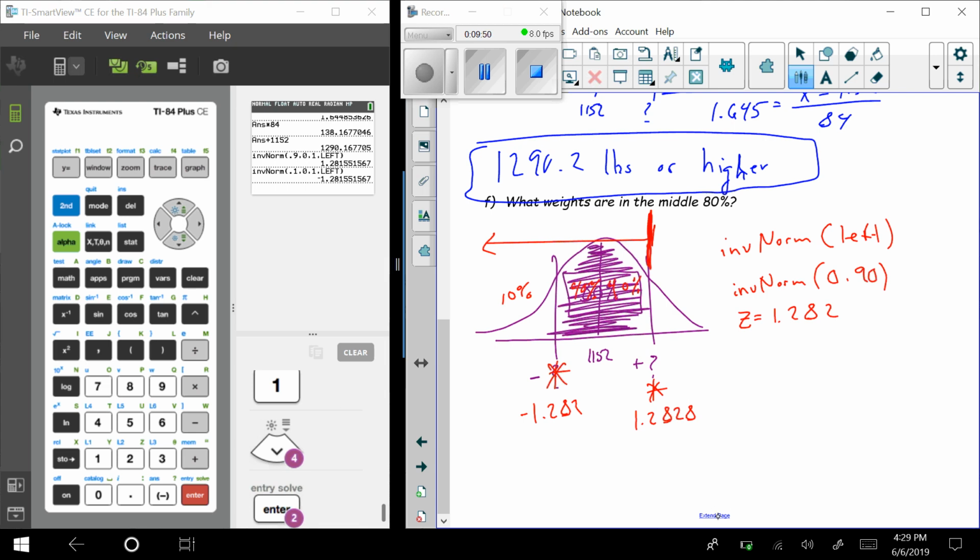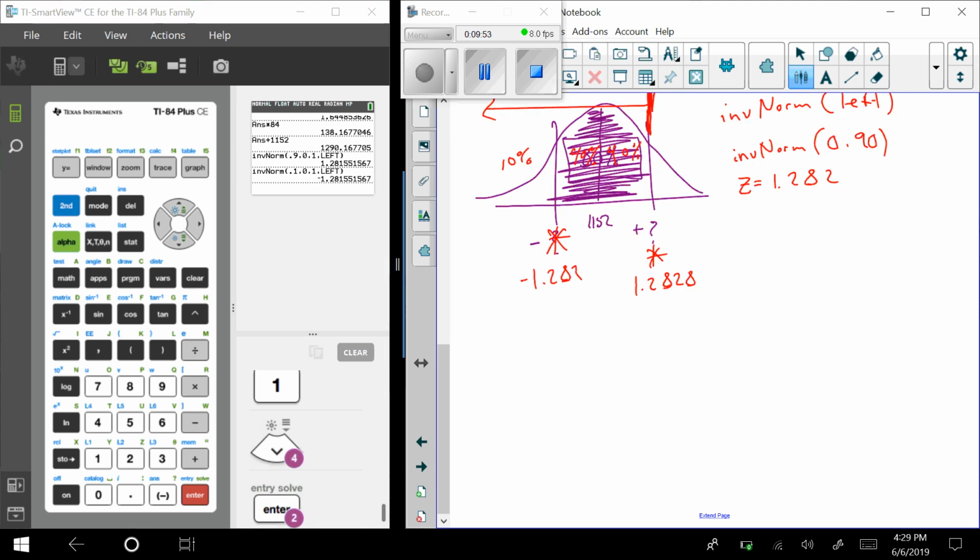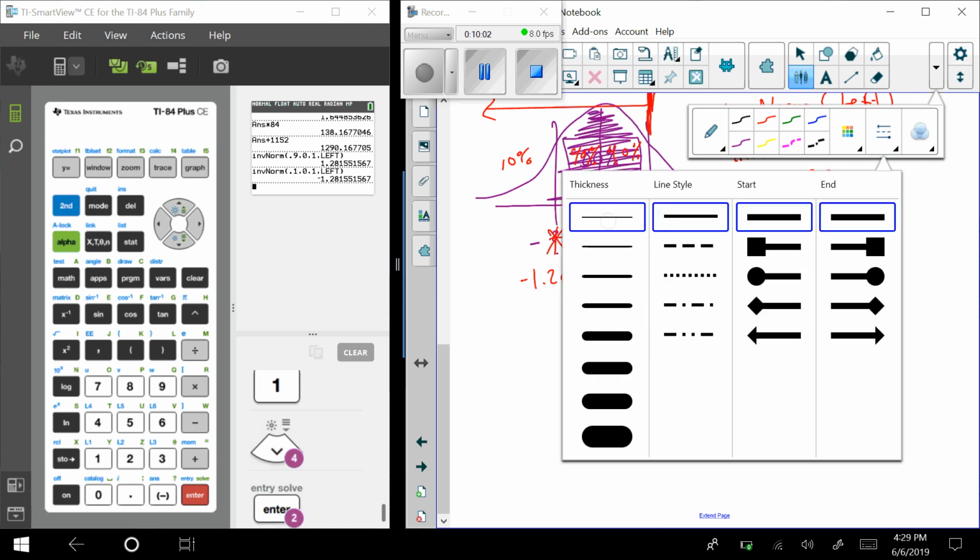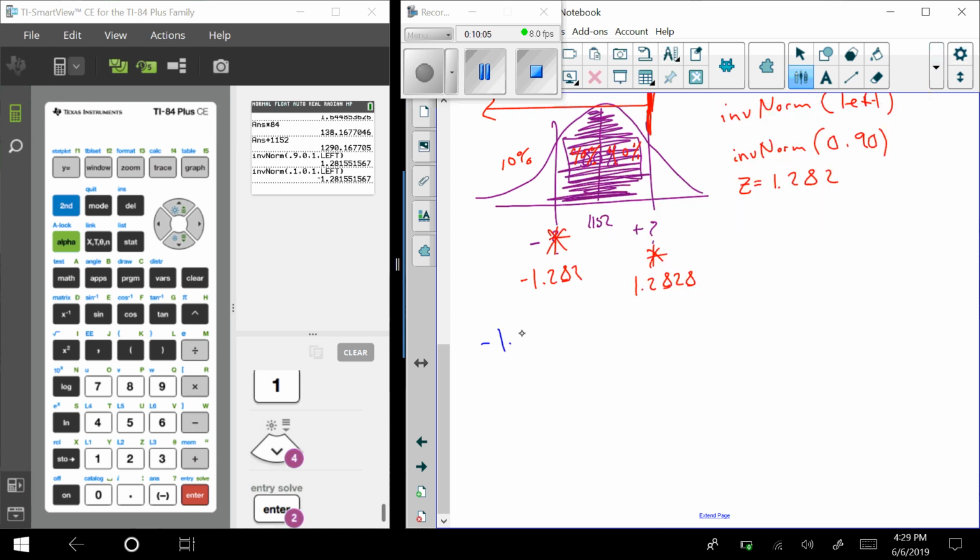Next, though, what I really have to do is, I get that these are z-scores, but now I have to set those equal to, or unstandardize them, which means if I'm going to unstandardize them, I am going to have to take negative 1.282 equal to x minus 1152 divided by 84. That'll give me the lower bound for weights, and then I do 1.282, and that's equal to x minus 1152 divided by 84. And now we're just going through and doing each one of these weights.